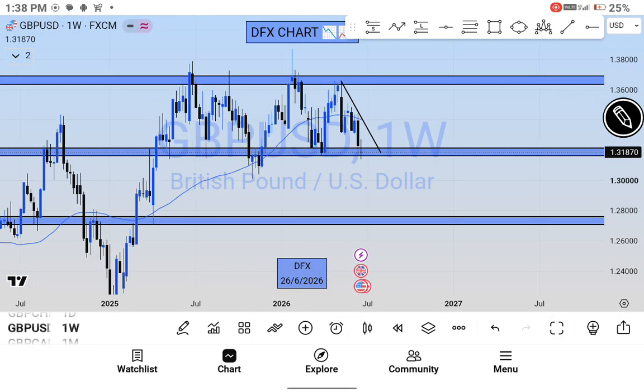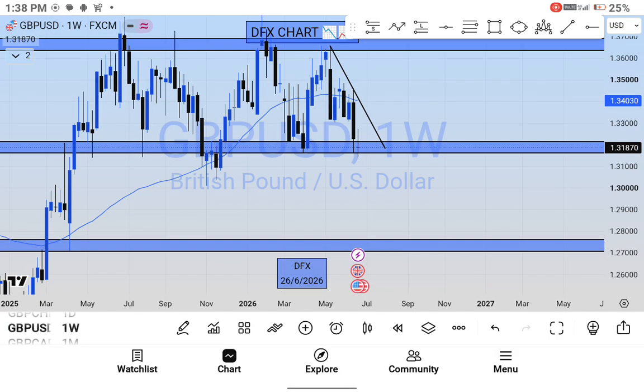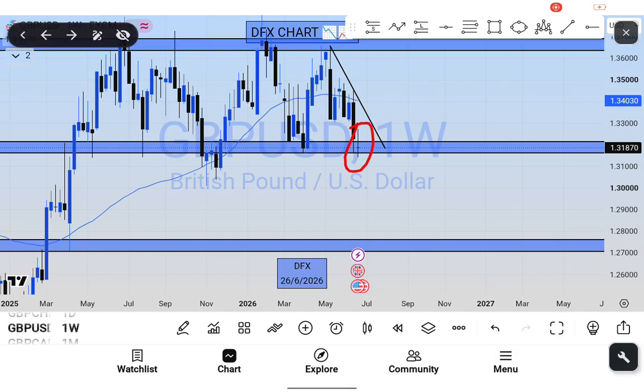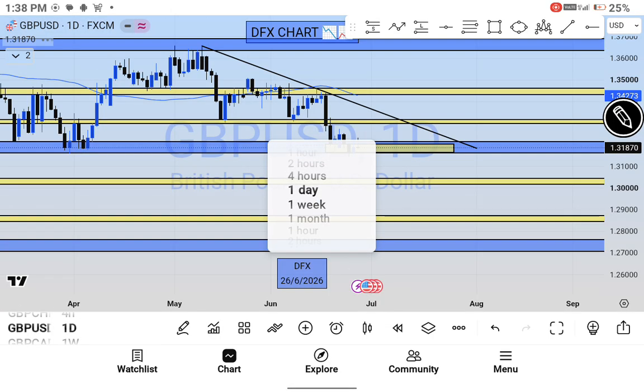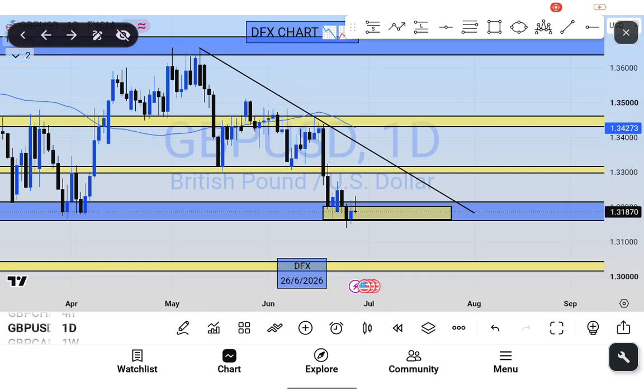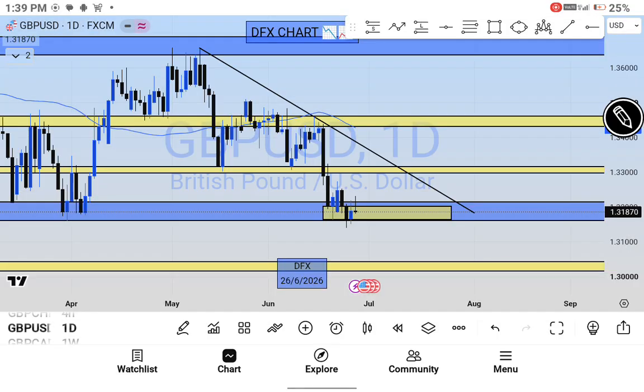Based on the last weekly candle that formed, this is an indecision candle, so we don't know if the market is going up or down. So what should we do? We wait for the market to show us its footprint. The last daily candle that closed was a bearish pin bar, which is another downside indication. But what should we do?